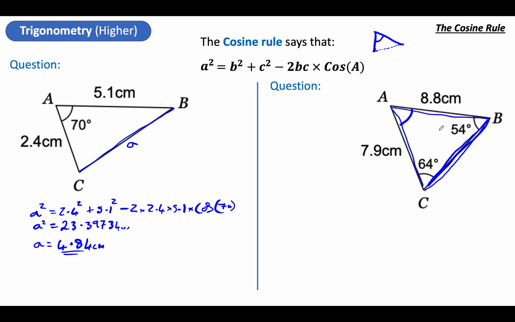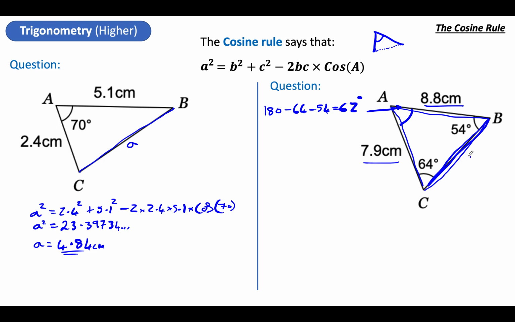Now I don't know the angle between them, but we can just do straightforward angles in a triangle add up to 180. So take away the two angles you know from 180 and see what is left over, which is 180, take away 64, take away 54, leaves 62 degrees. So that angle in there is 62 degrees. So now we can get going. Right, the two sides I need are obviously that one and that one.